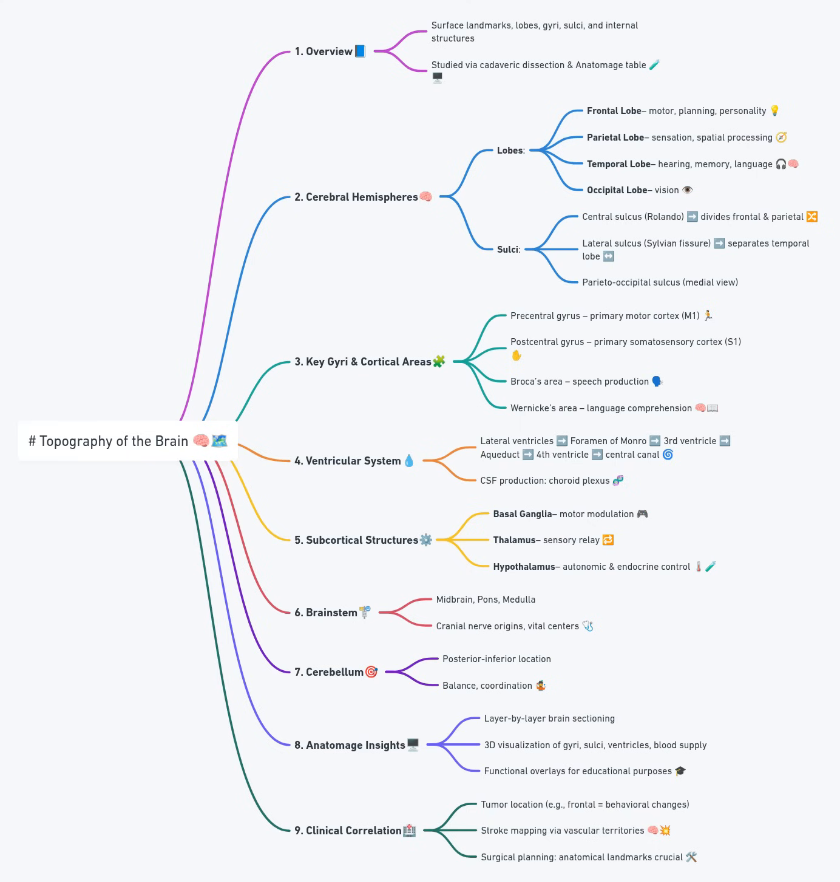Throughout this exploration you can switch between gross dissection and the virtual Anatomage slices to correlate surface landmarks with underlying pathways and nuclei. This integrated approach to topography makes the brain's complex three-dimensional architecture comprehensible, guiding your dissection knife and your clinical understanding alike.